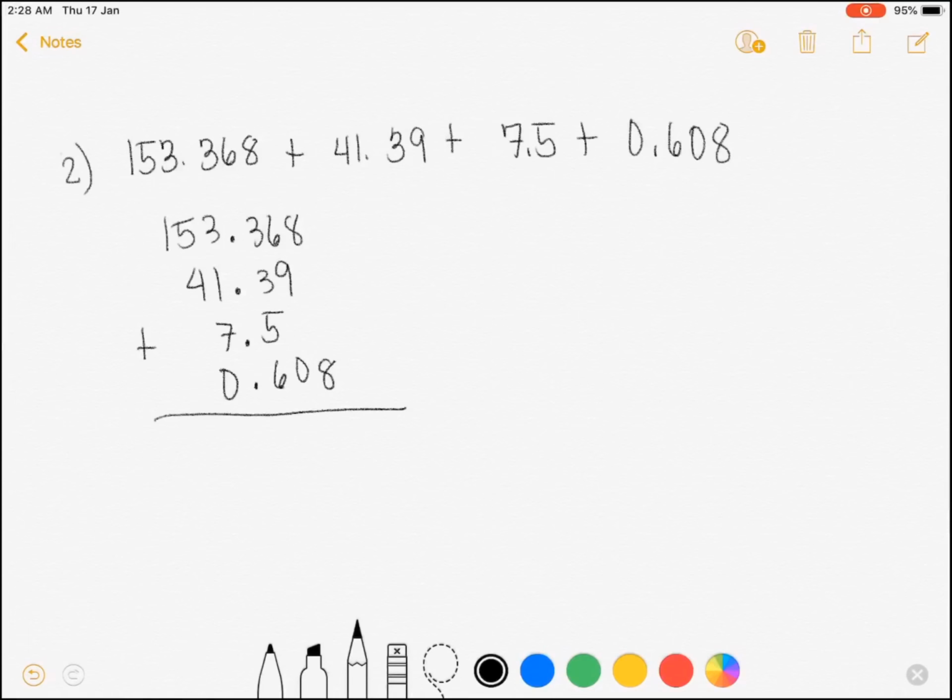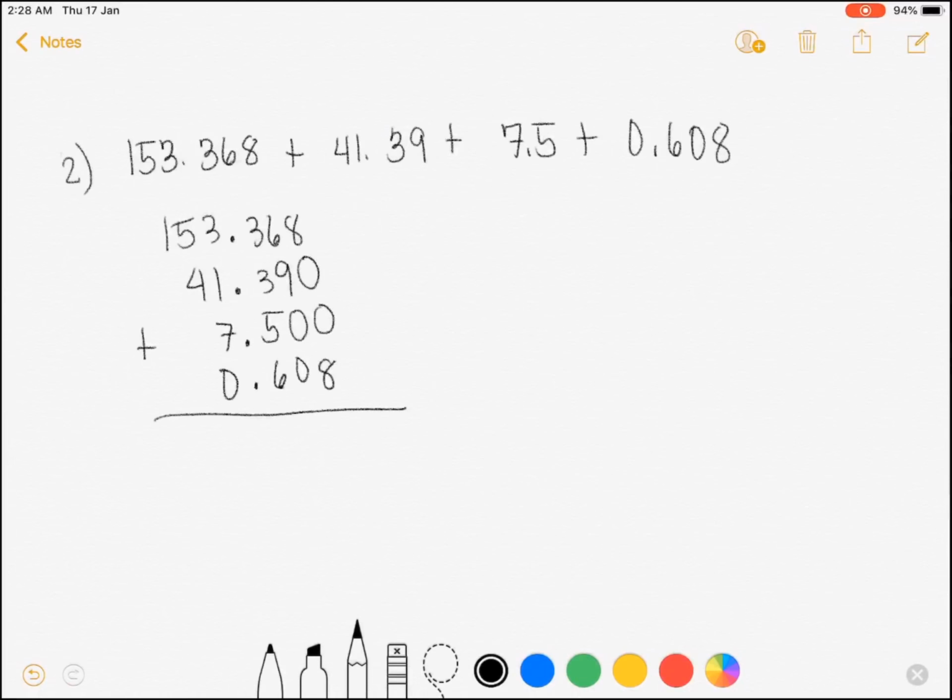Okay, and then dun sa mga number na walang katapat, lagyan lang natin ng 0. So, dun sa 41.39, walang katapat yung 8 sa kanya. So, therefore, lagyan natin siya ng 0. And then yung 7.5, wala ring katapat doon sa 9 at 0. So, lagyan natin siya ng 2 0. Then, dun sa 0.608, lahat may katapat siya, so hindi natin kailangang lagyan ng 0.